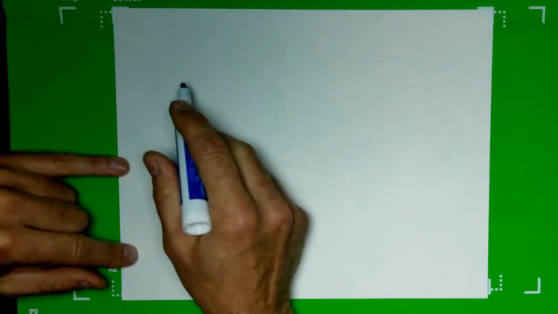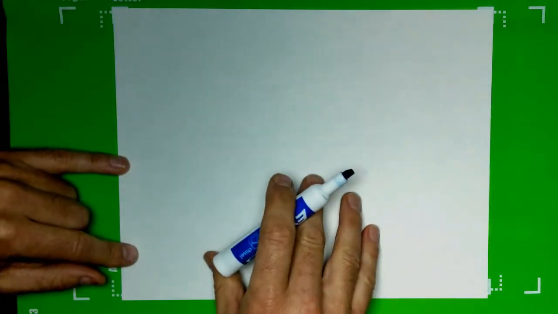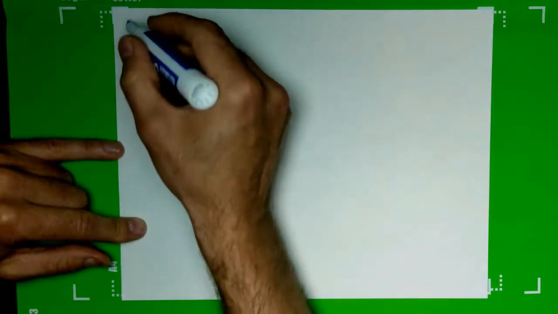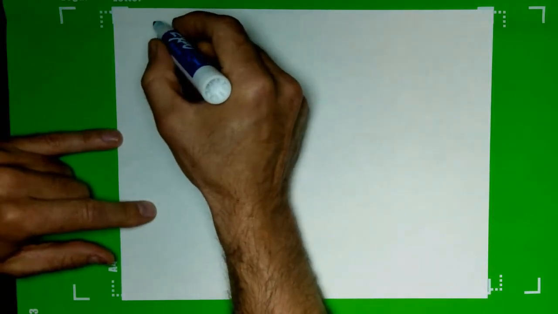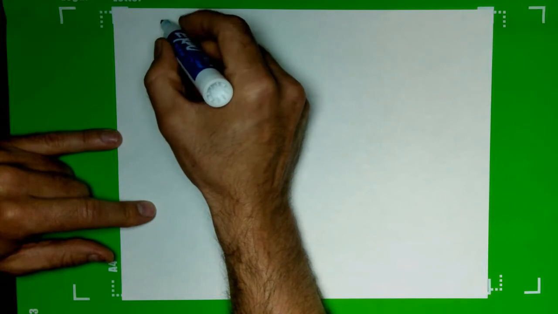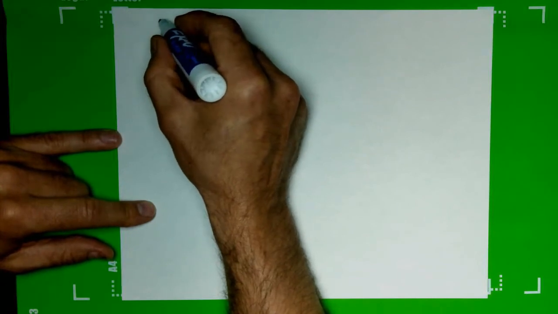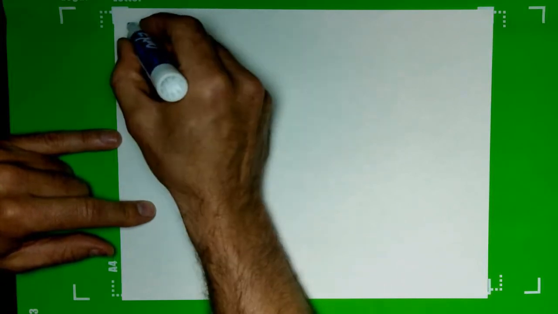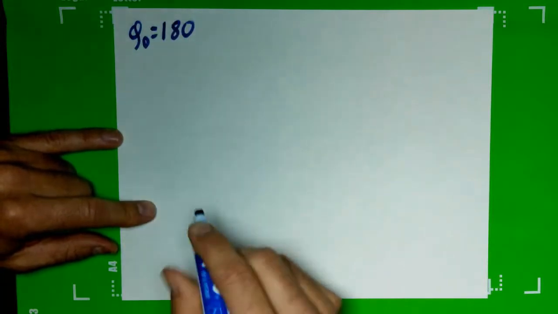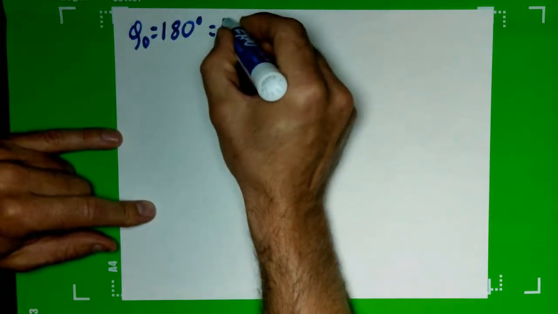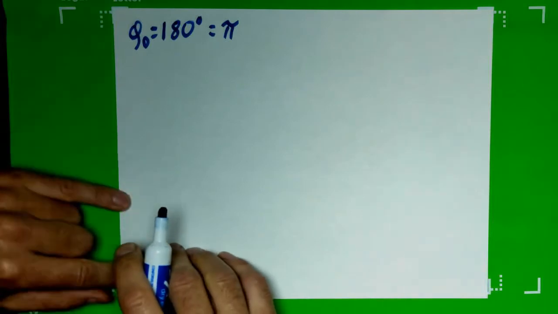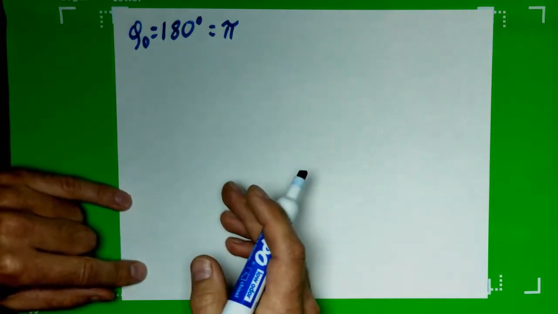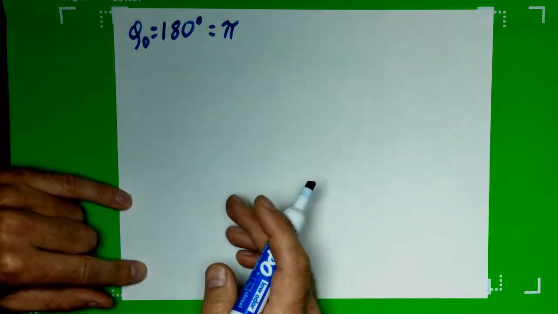Okay, so we're going to try and do a few examples of finding our phase constant. So to start, let's assume our phase constant is 180, so phi0 equals 180 degrees, or pi radians. Where would it be on the circle, and then what would the graph look like?